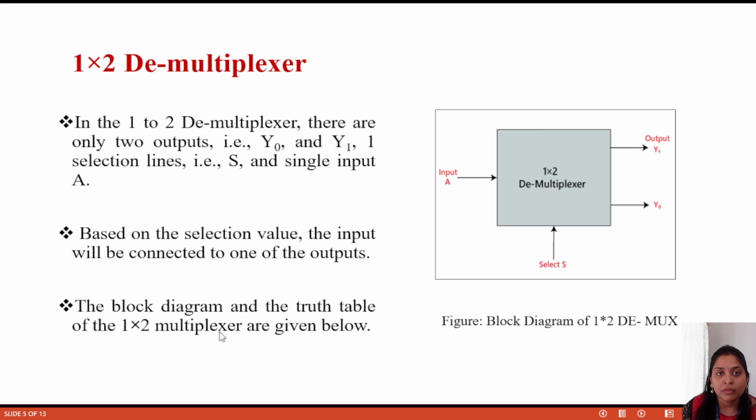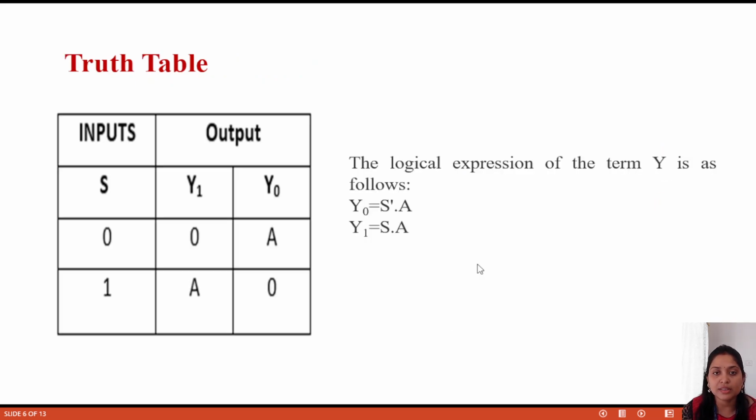Now we are starting the 1:2 demultiplexer principle. Here is the block diagram. You can see there is a single input A and one select input S and two outputs Y0 and Y1. Based on the select input or control input, the input will go to Y0 or Y1. Now this is the truth table.